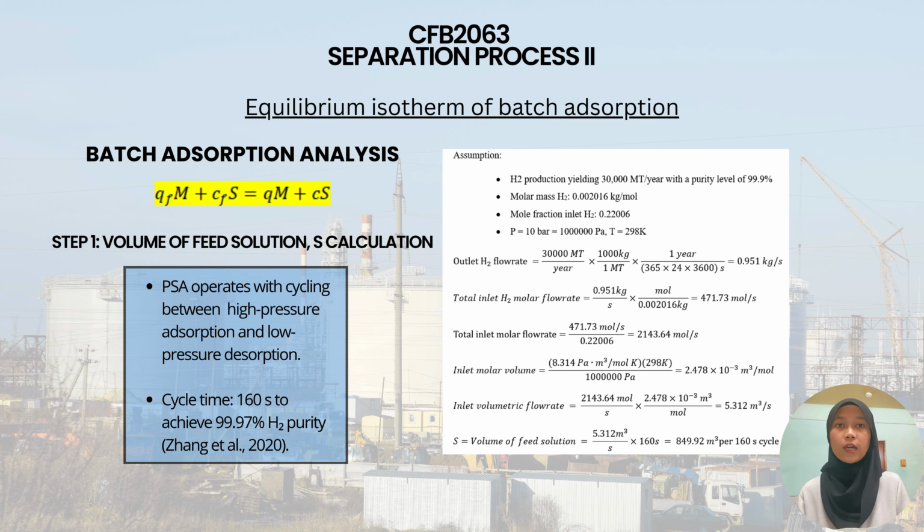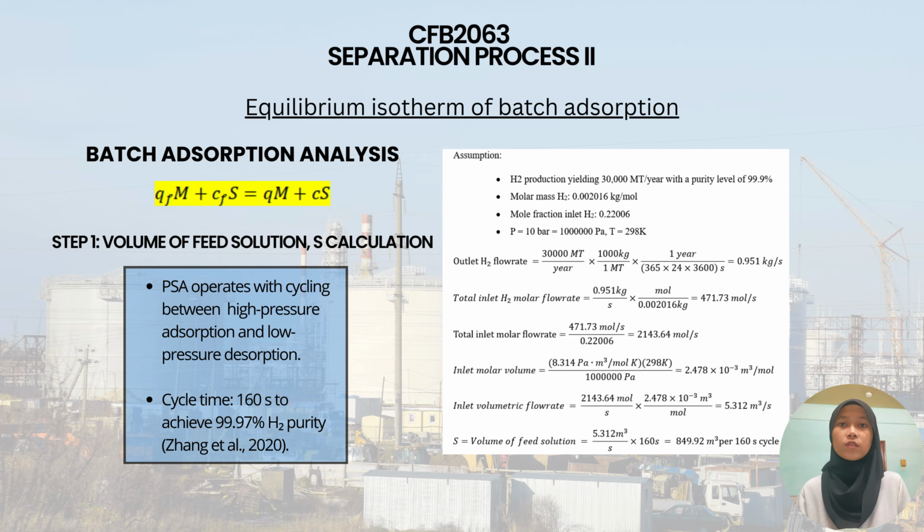PSA alternates between high pressure adsorption and low pressure regeneration. So, the cycle times control the feed volume. We selected 160 seconds per cycle based on literature, which achieves up to 99.97% hydrogen purity. By using all the assumptions stated, the hydrogen flow rate was calculated.